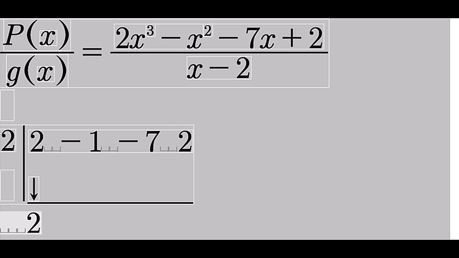Now let us multiply. Multiply the 2 outside the vertical line by this 2 downward here. When you do that, 2 times 2 gives us 4. So we come inside this bracket and write 4.